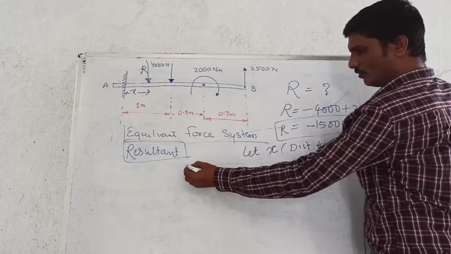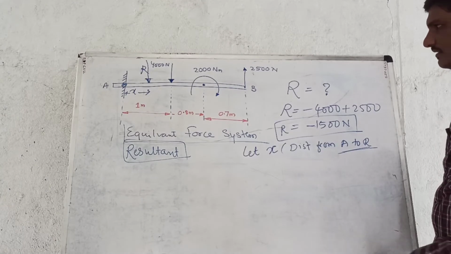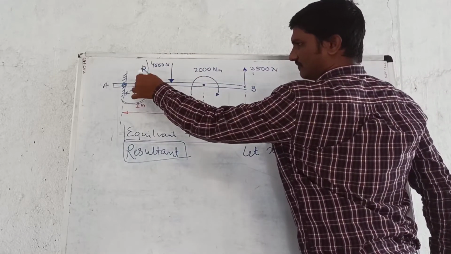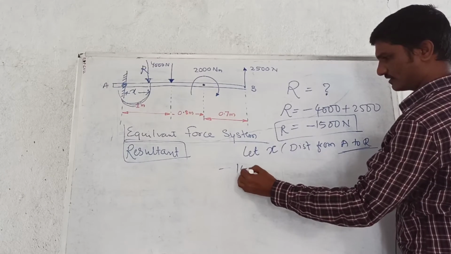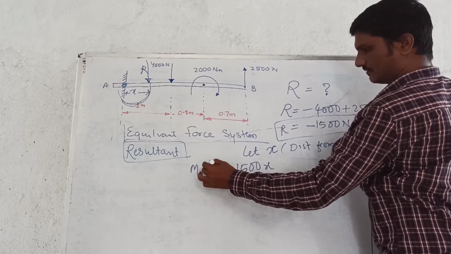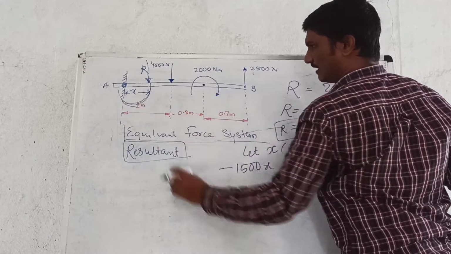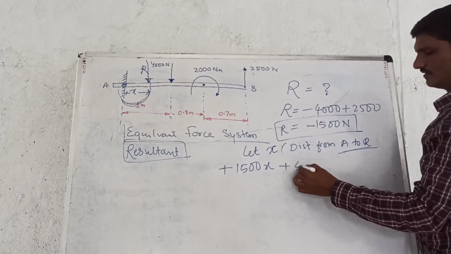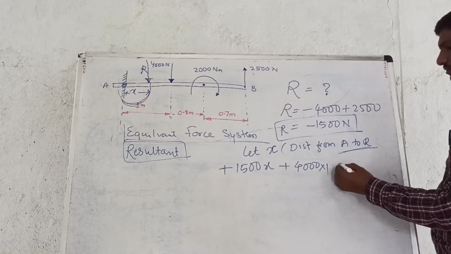Now we will take the moment of all the forces about the point A. First we start with the resultant force, that is R into X. It is making a clockwise moment about the point A. So that is Rx, where the R value we have calculated is minus 1,500, into X. Then another force, 4,000, is acting at a distance of 1 meter from the point A. That is also clockwise, all are clockwise, so we take plus 4,000 into 1.